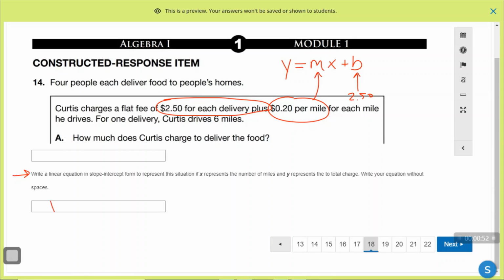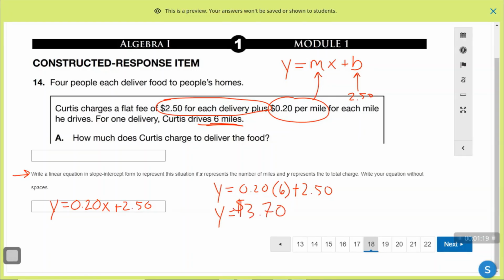So our equation that we'd like to write here is y equals 20 cents times x plus a fee of $2.50. And here we're going to be driving for 6 miles, x being our number of miles. So we could plug in y equals 20 cents times 6 plus $2.50. If we do that, we could boil this all down using our calculators to $3.70. And that's what the charge would be here. So it would be $3.70 that Curtis charges to deliver the food. All right, let's take a look at the next part of this, part B.